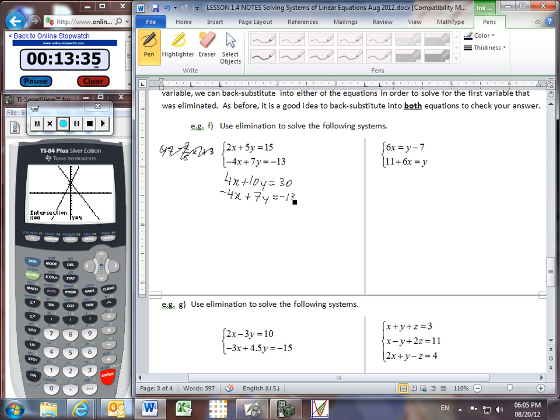And now when I add the two equations together, I'm going to get these ones eliminating. 10y plus 7y is 17y. This gives me 17y equals 17. Oh, that's lucky. y is equal to 1. And then the process is exactly the same as it was for substitution. We'll substitute y equals 1 back into each of these equations, solve for x, and make sure we get the same thing. And so I'll just do that quickly without talking through it.